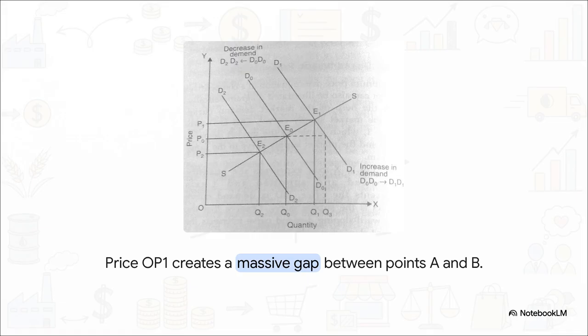Notice that upper horizontal line on the graph, the one labeled P1? At this artificially high price, our demand curve and our supply curve are no longer touching. Not even close. Instead, we're looking at a massive gap between point A on the demand curve and point B on the supply curve. The market is officially broken.